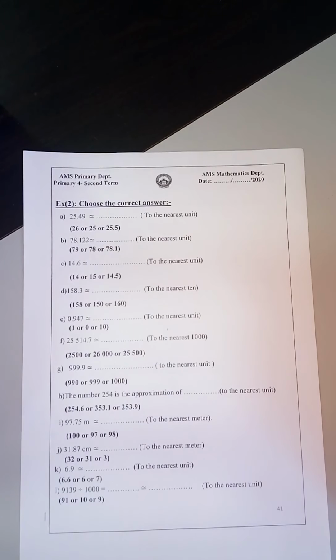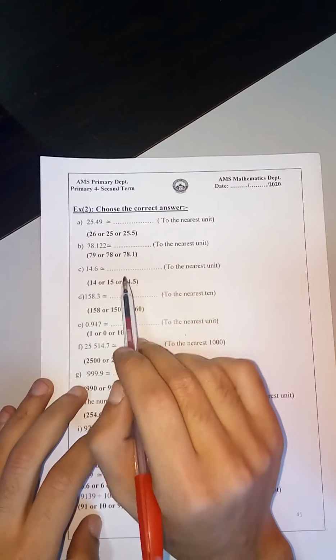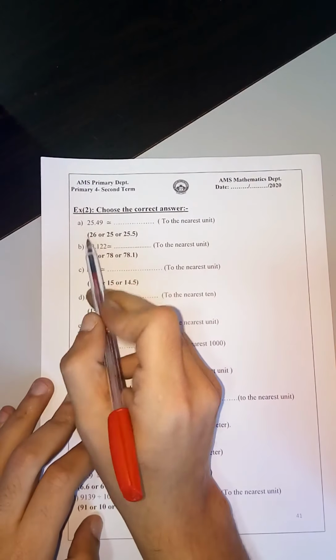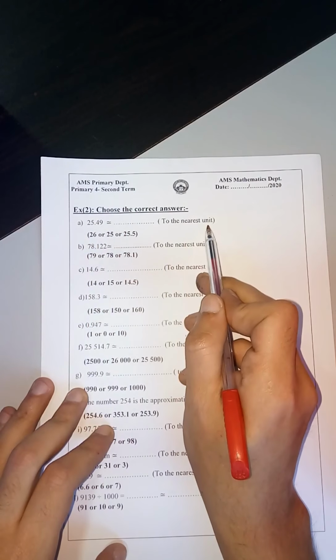Let's solve some questions in our booklet. We're going to solve page number 41. The question says, choose the correct answer. So we're going to do the operation and see what's the answer in our choices. So we have 25.49, and we want to approximate to the nearest unit.